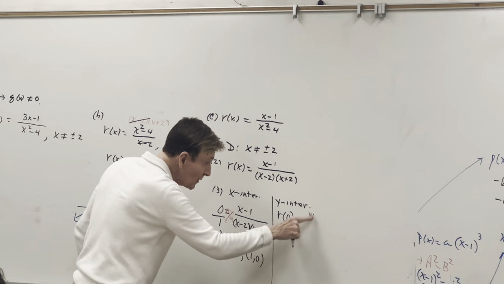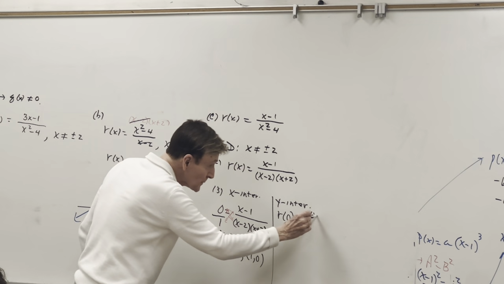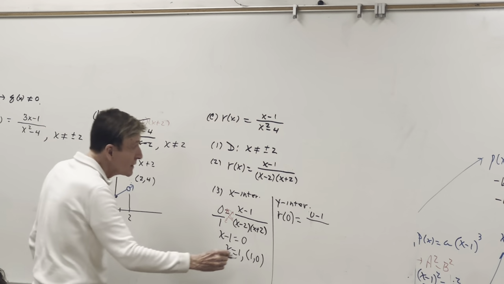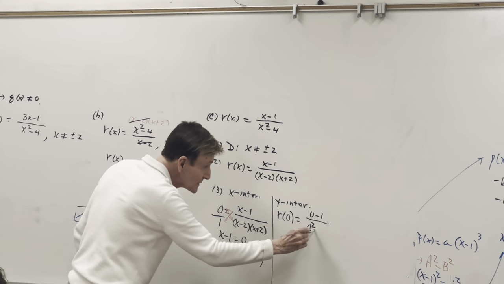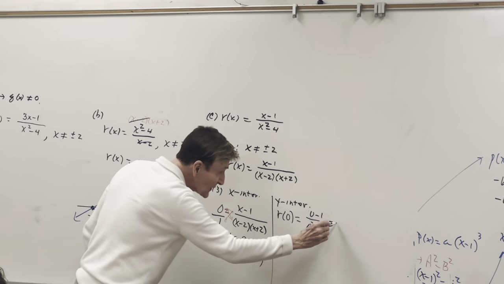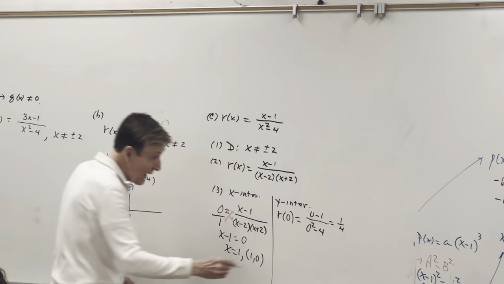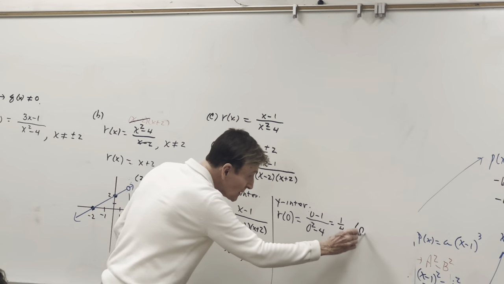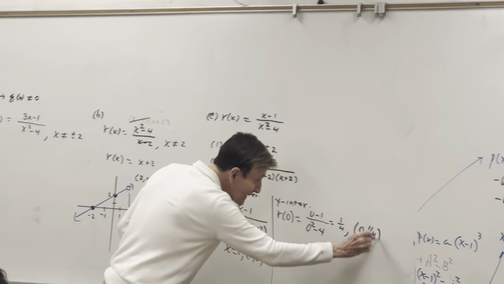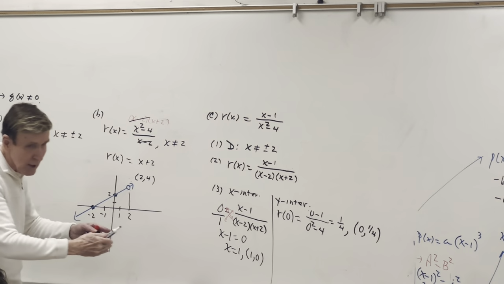Replace it by 0. 0 subtract 1 over 0 squared subtract 4. I think that's a positive 1/4. Yes. I'm writing it as an ordered pair. It looks much better. That's my y-intercept. You get all partial credit for this.